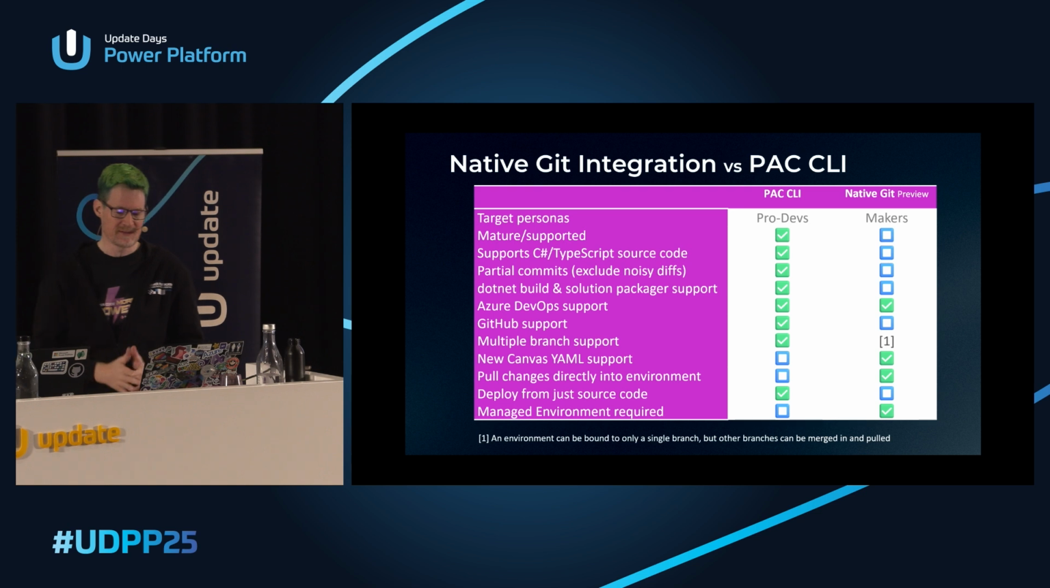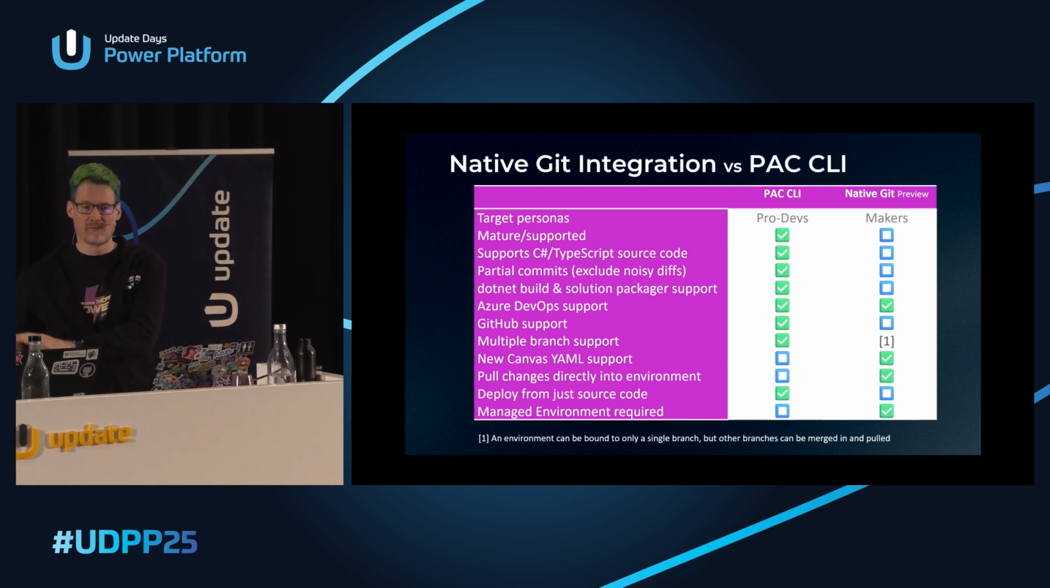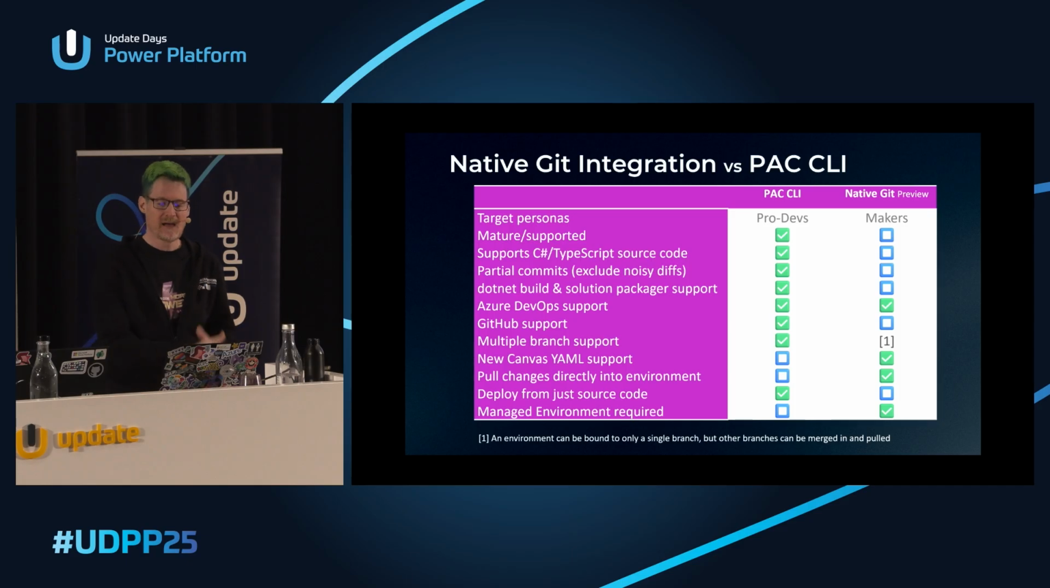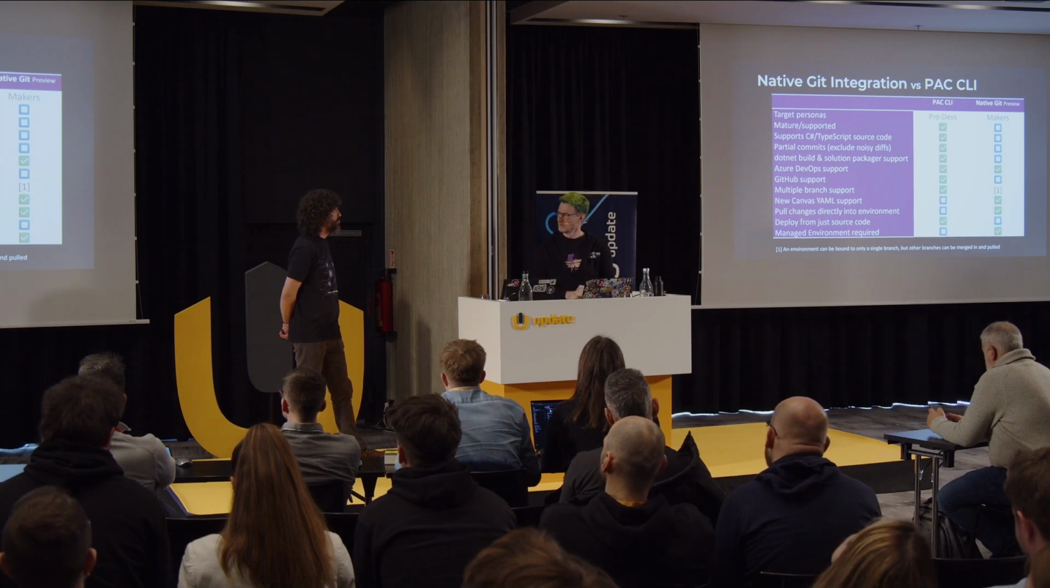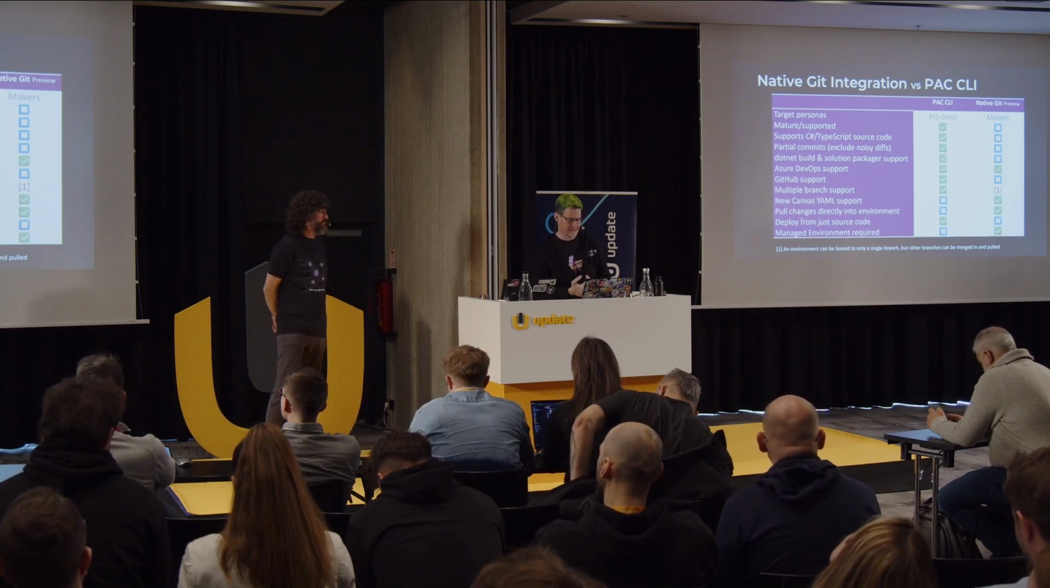Obviously, there are some limitations. There's some empty boxes there. So the new YAML support for Canvas that Marcel was showing is not currently available in Pack CLI. Actually, you can get the code, which is documented, but is not fully supported on the pipeline. Not fully supported. Absolutely. Thank you for that.